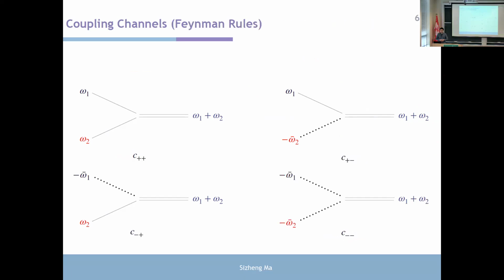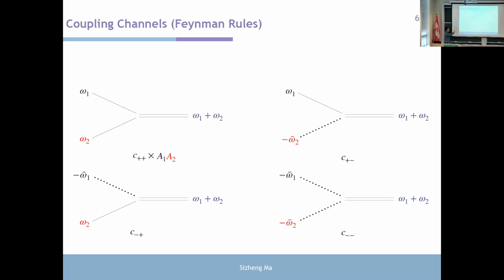Based on this, we can formulate some Feynman rules in the sense that the quadratic mode amplitude can be written as a coupling constant multiplied by the corresponding parent mode amplitude. For example, in this case, this channel can lead to a quadratic mode with amplitude given by this constant C++ multiplied by the amplitudes of omega 1 and omega 2.